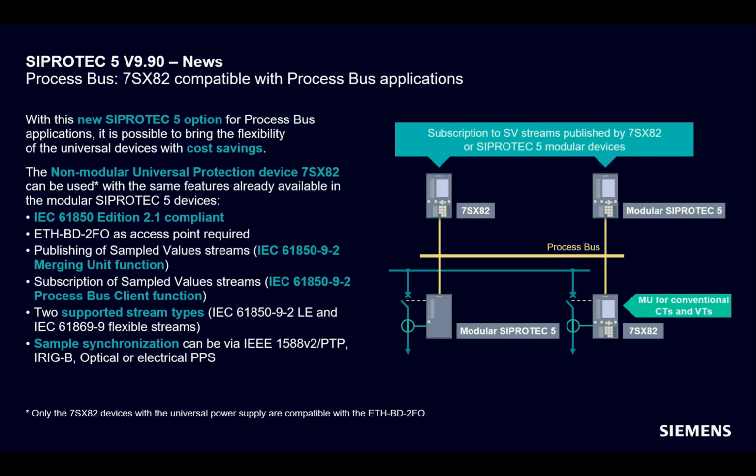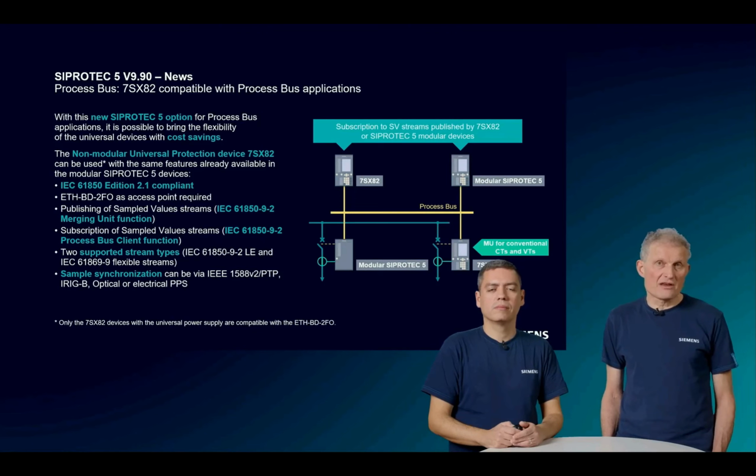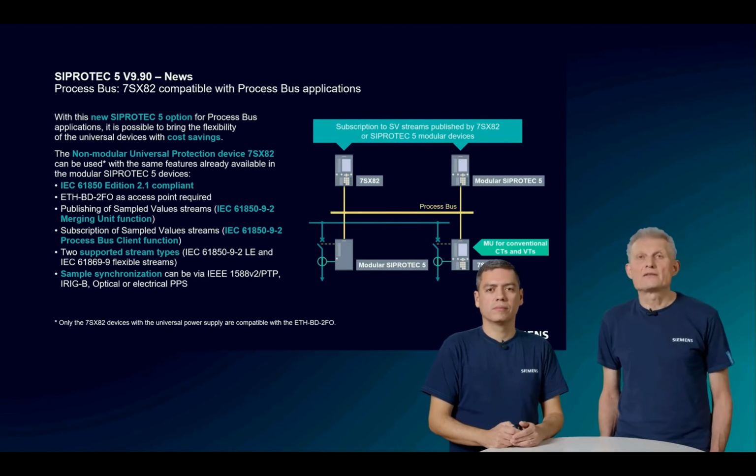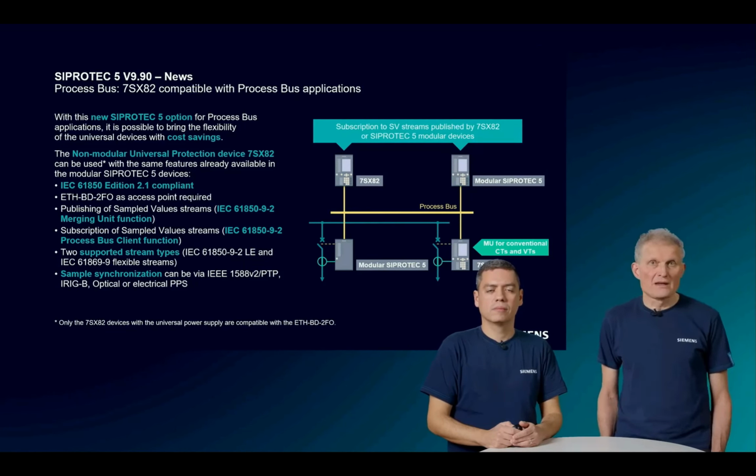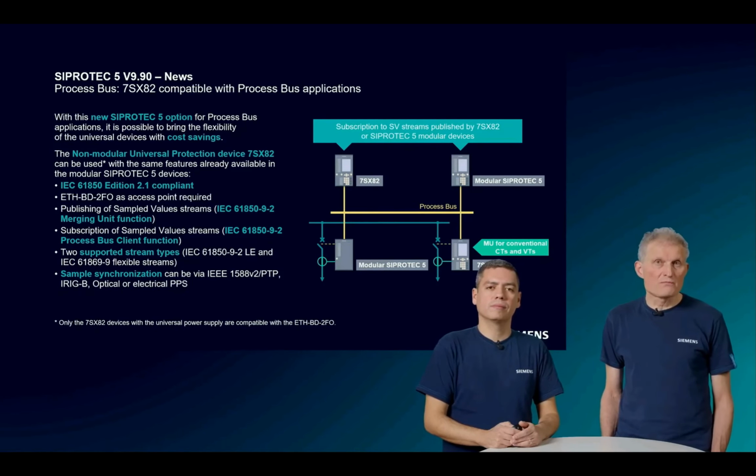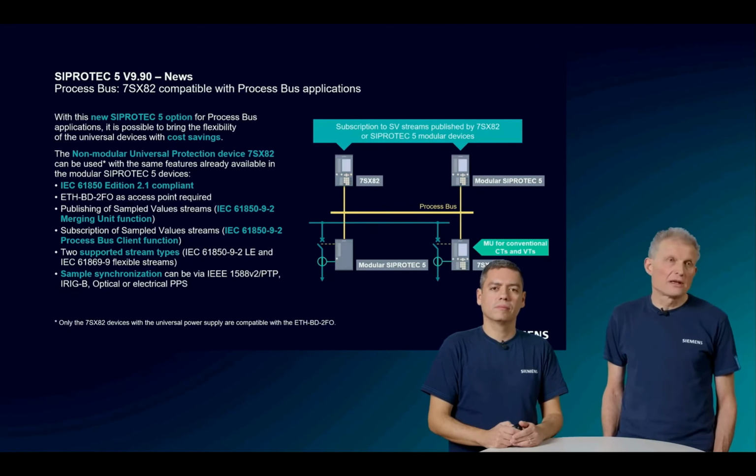The Ethernet BD fiber optic module as an access point is required. Publishing of sampled value streams as per merging unit function, subscription of sampled value streams as per process bus client function, two supported stream types, the IEC 61850-9-2 Lite Edition and the IEC 61869-9 flexible streams. Sample synchronization via IEEE 1588 version 2 PTP protocol or IRIG-B, or optical or electrical pulse per second.